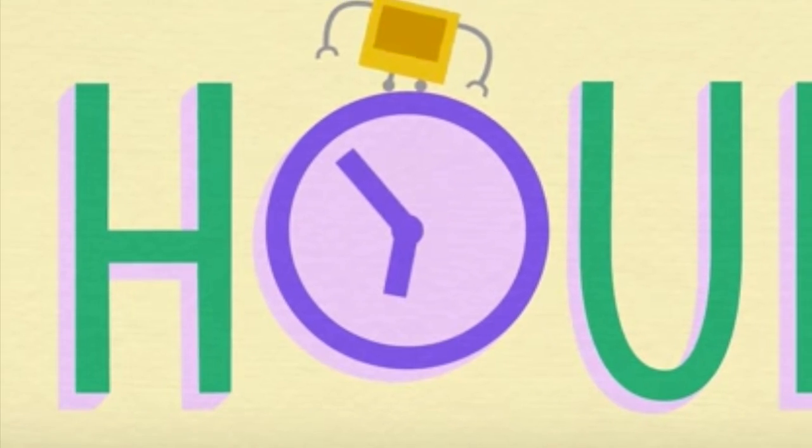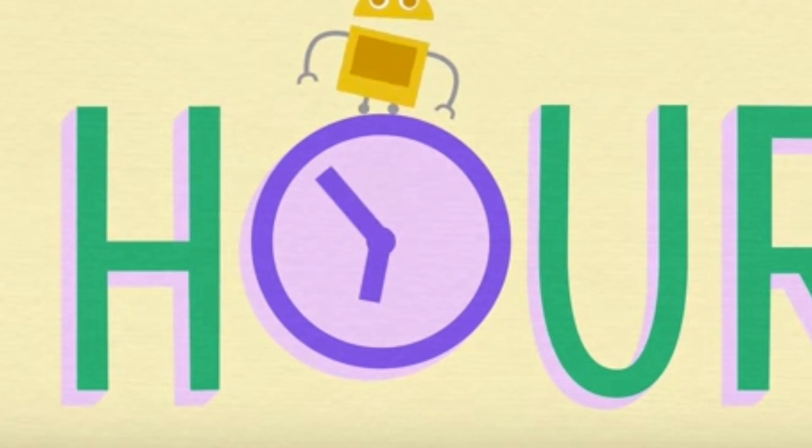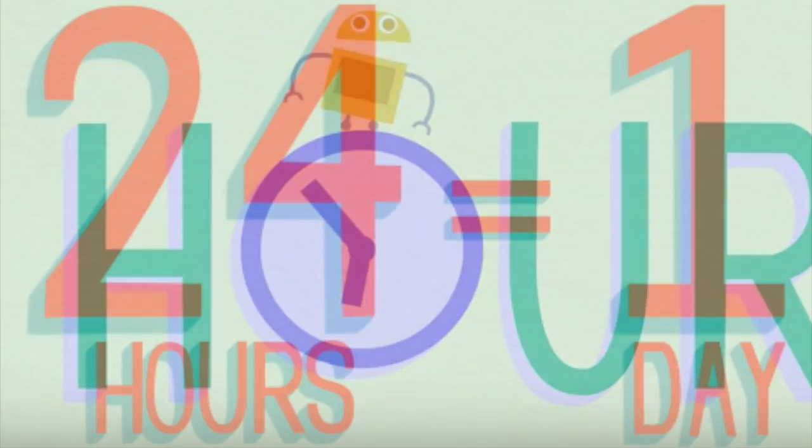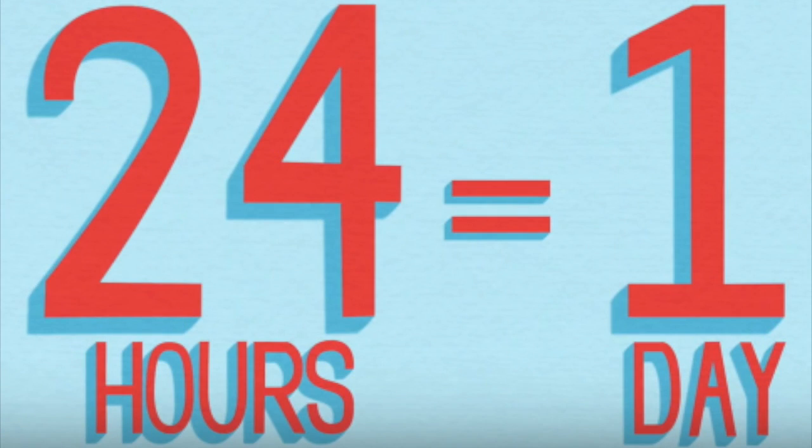Our next unit of time is hours. We want to know how many hours are in 1 day. We know there are 24 hours in 1 day. We know this because on an analog clock there are 12 numbers. Every time the hour hand gets to 12, it's been 12 hours. And since we have a noon and a midnight, that means there are 24 hours in 1 day.